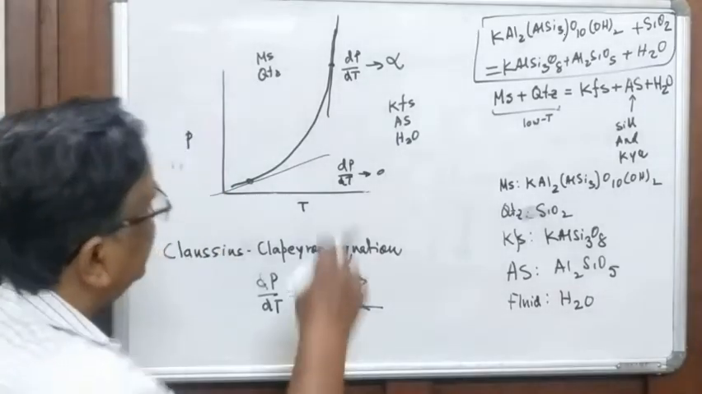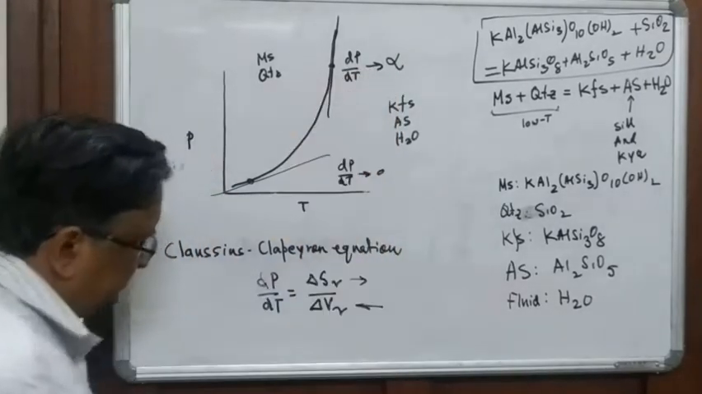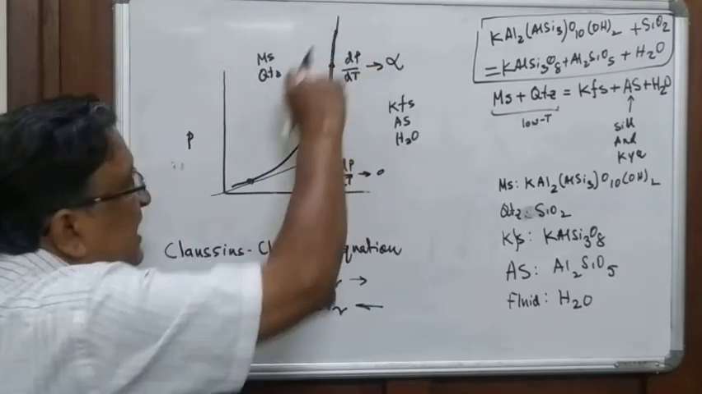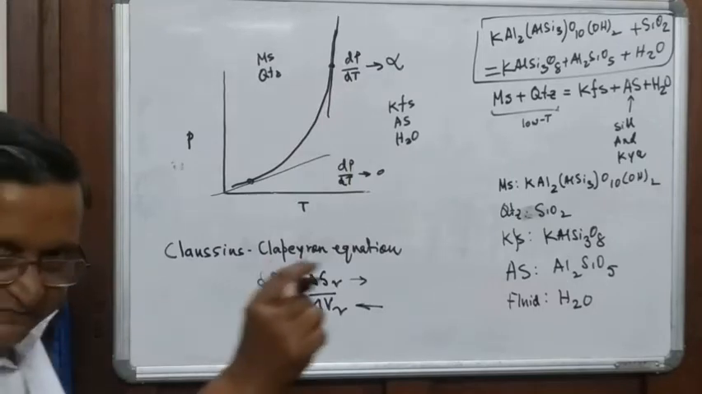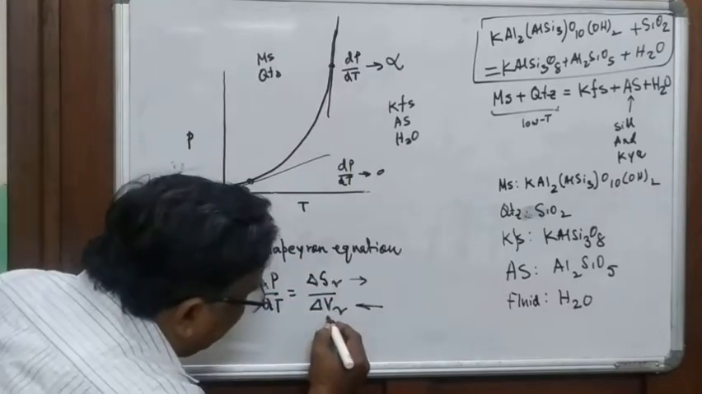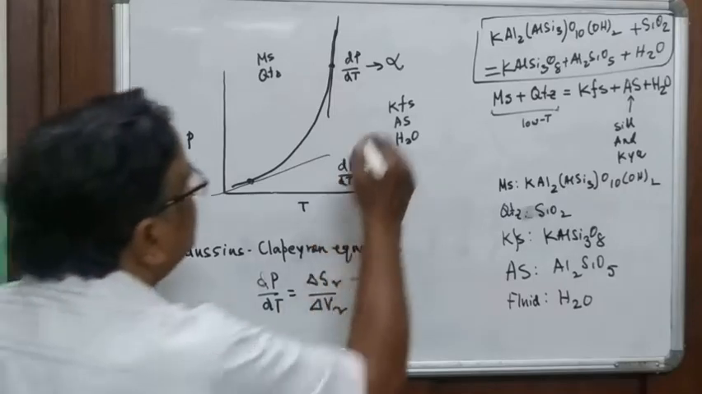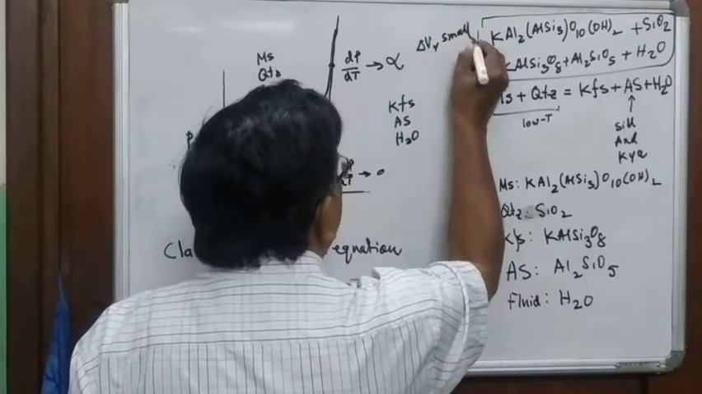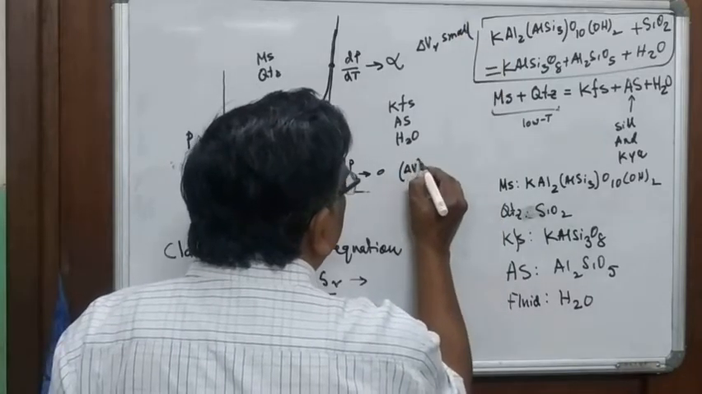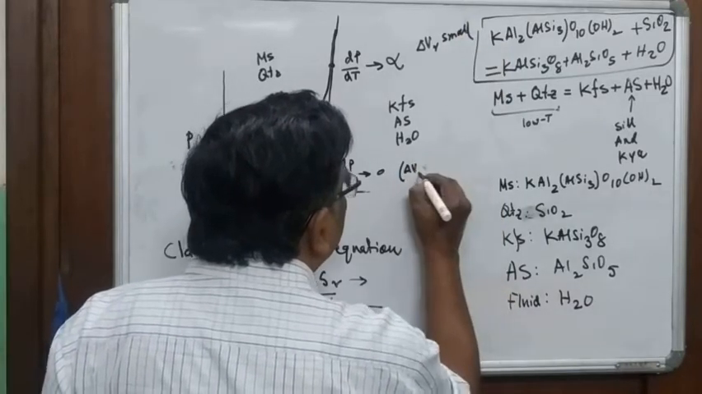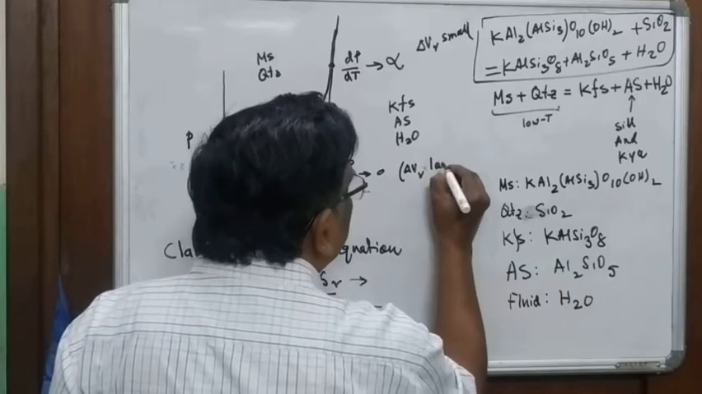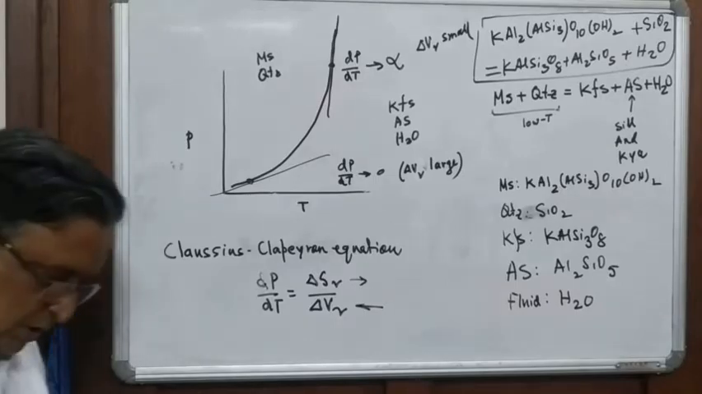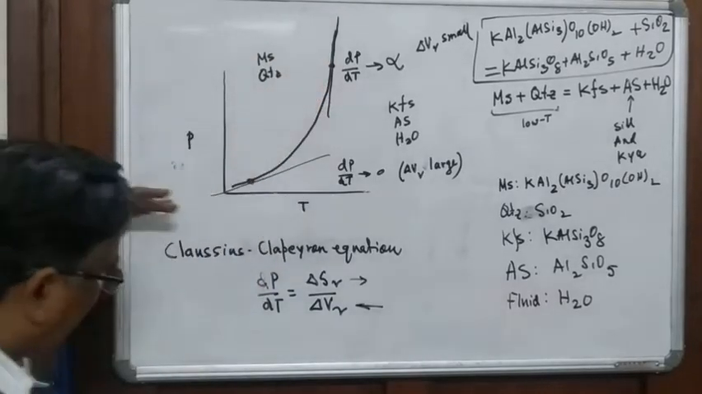Normally, in this part, dP/dT is very large. How can you have this large? If delta VR is small. Have you understood? So why this change of graph?